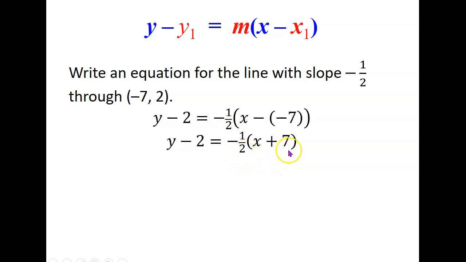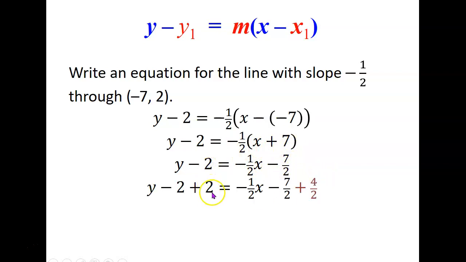And if we want to get the parentheses out of the way, we can multiply that out. y minus 2 equals negative 1/2 x, and the negative 1/2 times 7 is minus 7/2. And then we can add 2 to both sides. Over here I'm adding it as 4/2, so that we have a common denominator, and we can combine the negative 7/2 plus 4/2 into minus 3/2. So we can say y equals negative 1/2 x minus 3/2. If you check that by plugging negative 7 in for x and doing the calculations, y does come out to be 2.